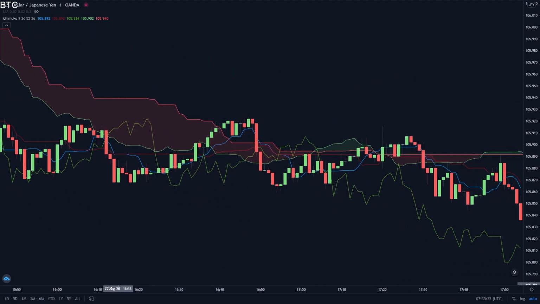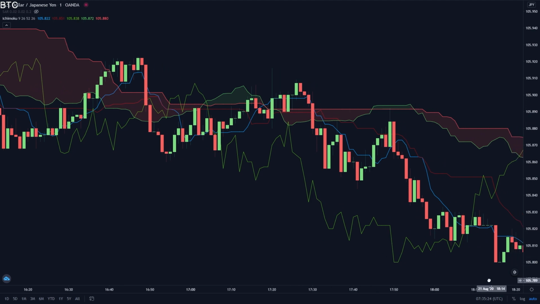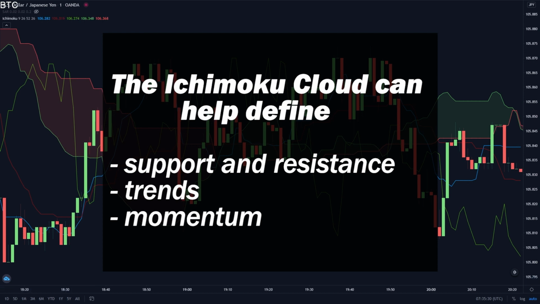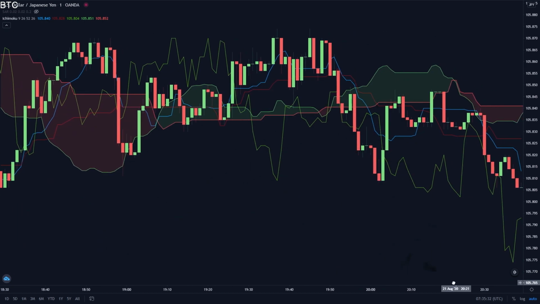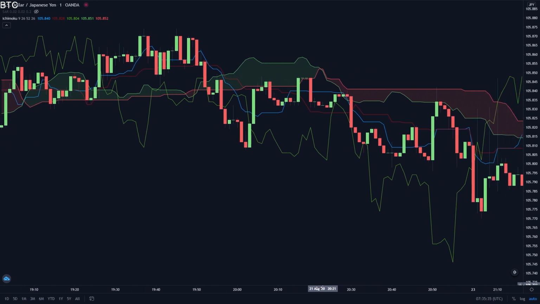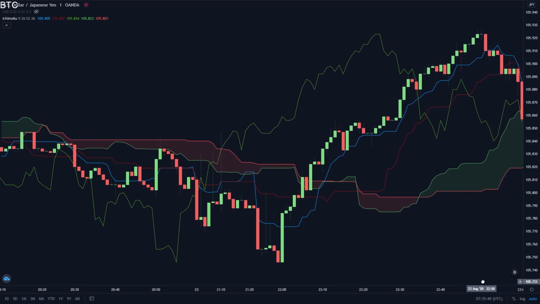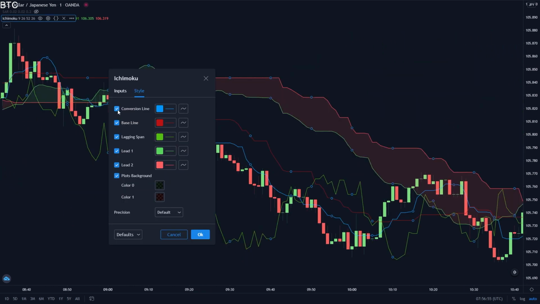The Ichimoku Cloud, or the Ichimoku Kinko Hyo indicator, is a very versatile indicator that can help define support and resistance, trend directions, and momentum. At first glance, it may seem messy and very hard to read, but let's break down the parts. It consists of multiple parts. We have the Tenkan-sen, also known as the conversion line, the Kijun-sen, also known as the baseline, the Chikou span, also known as the lagging span, and two leading spans that form a cloud.